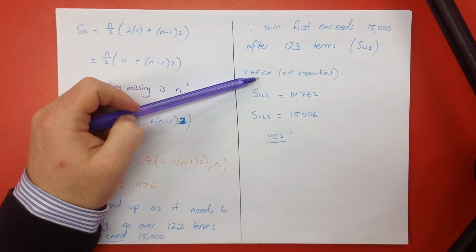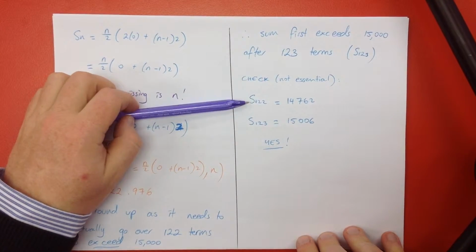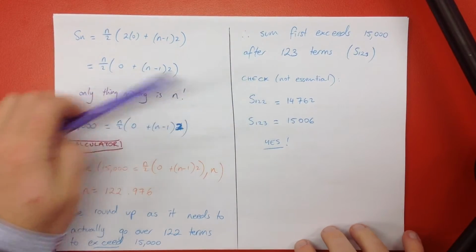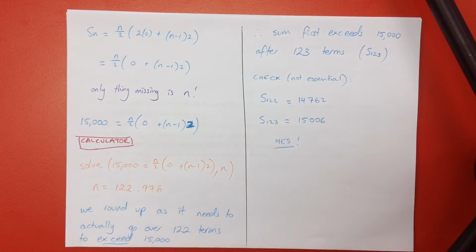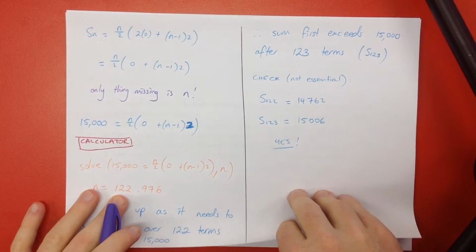And it's not essential to check, but if you've got time in an exam, you may as well check. So I checked, the sum of the first 122 was less than 15,000. Sum of the first 123 was just over 15,000, which is good, because that's the term when it first exceeds 15,000. It hadn't exceeded it here, and now it has exceeded it.